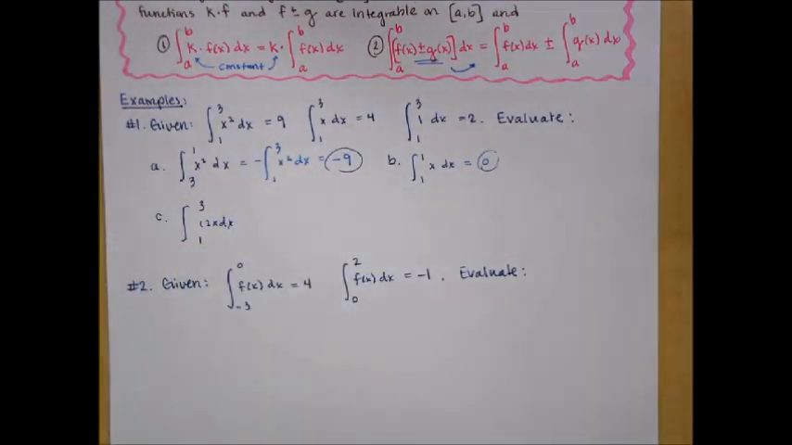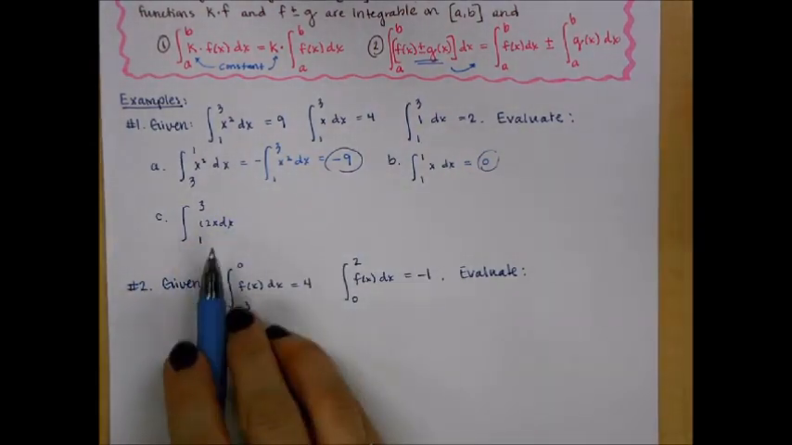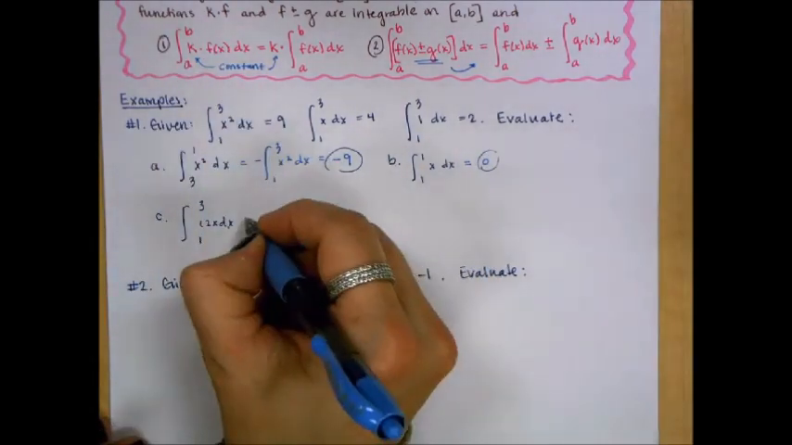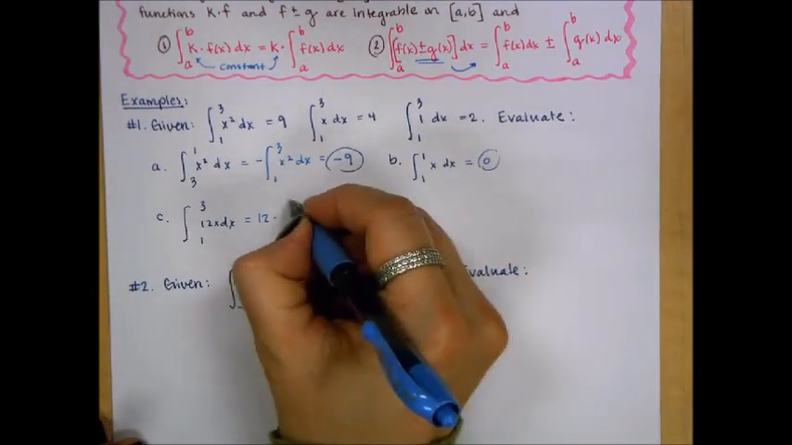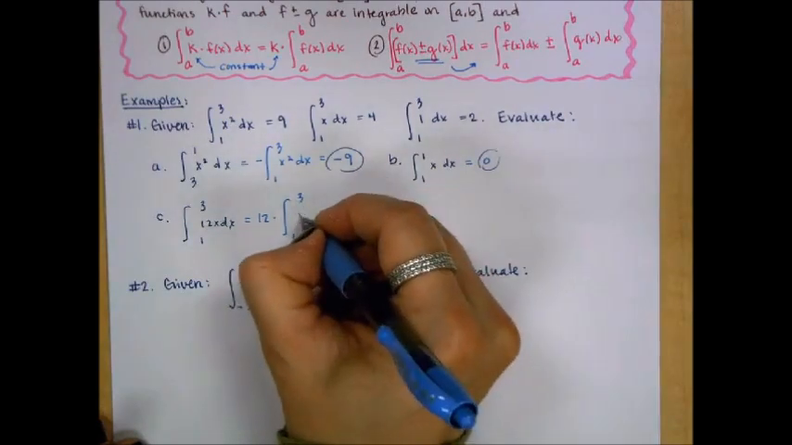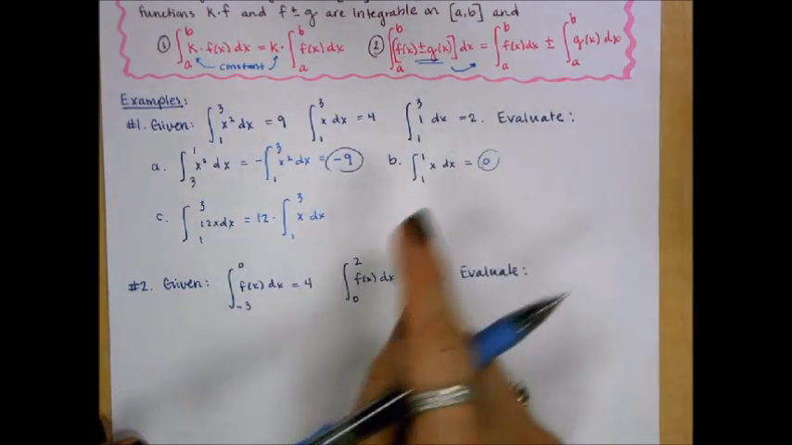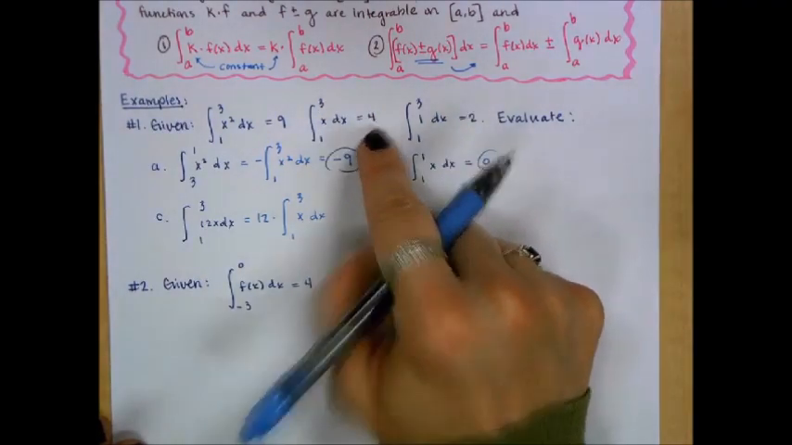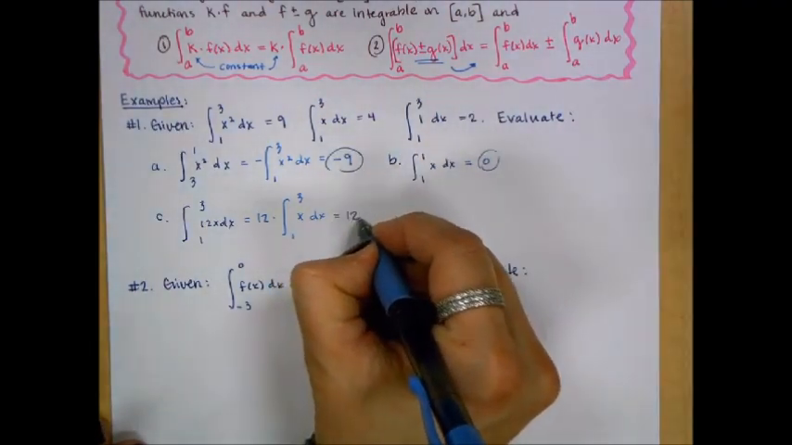For part C, we're going to take 12, which is our constant, out of the integral. So this becomes 12 times the integral from 1 to 3 of x dx. We can then make the substitution. The integral from 1 to 3 of x dx is 4, and we're left with 12 times 4, or 48.